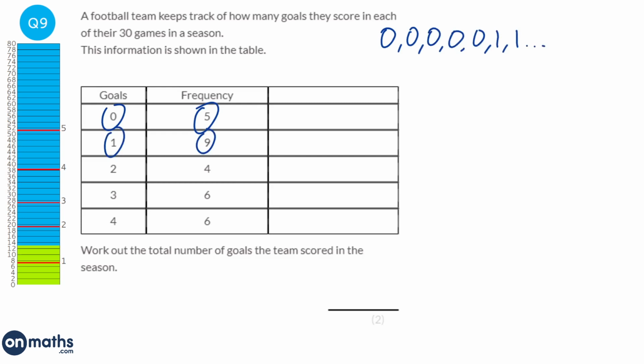Okay, so when we're looking to see the total number of goals scored in the season, we could write them out as a list and then add them up. But a quicker way of doing that is just multiplying the amount of goals by the frequency. So we've got 5 lots of 0 goals, which will just be 0. 9 lots of 1 goal, so that's just 9. 4 lots of 2 goals, so that's 8. 6 lots of 3 goals, that's 18. And then 6 lots of 4 goals, so that's 24. So all we need to do now is add up the 0, 9, 8, 18 and 24, which brings us to 59. So there were 59 goals scored.